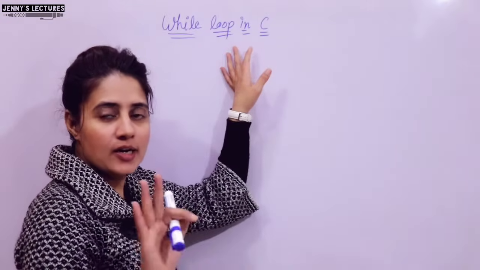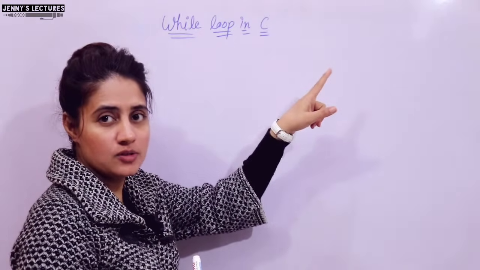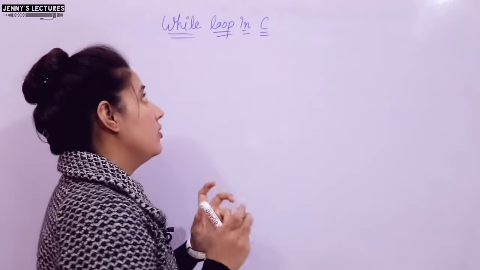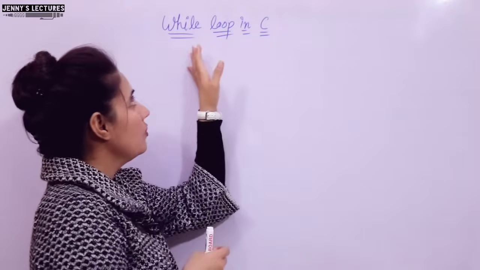What is loop, that I have already discussed, in the introduction to loop video. That video I will put in the I button of this video. You can check it out here. What is the need of loop? Why do we use loop in our C program? Now for loop we have discussed. Now what about while loop?